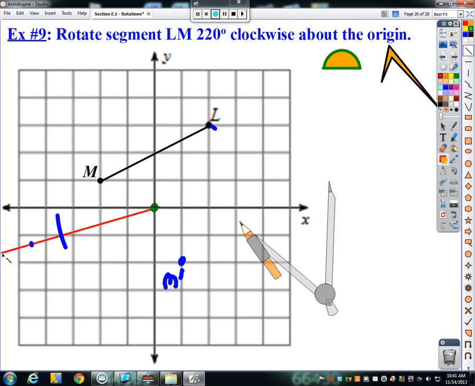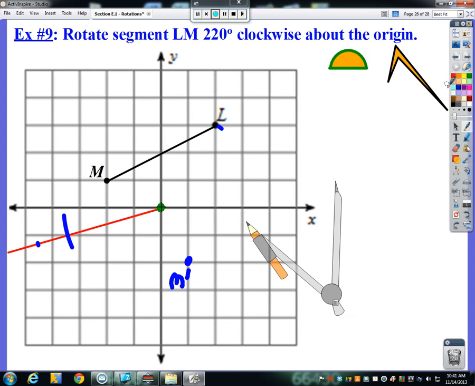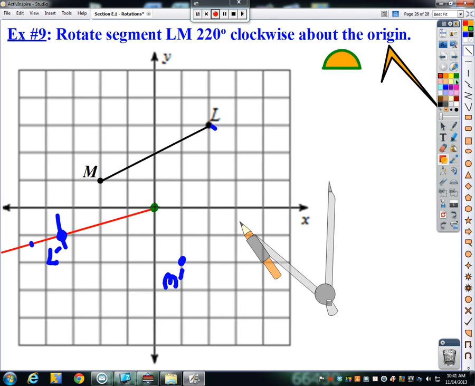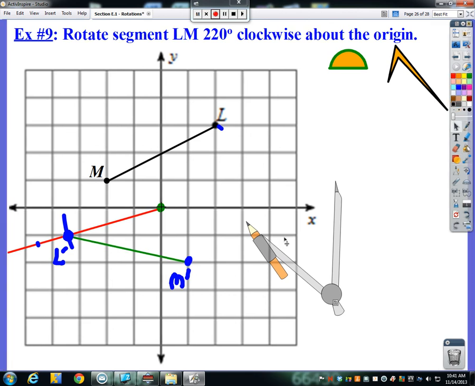So it goes in that direction, and where the two cross, there is where L prime is located. So now just to finish off, we need to connect L prime to M prime, and there's our 220 degrees clockwise, or what we really did, 140 degrees counterclockwise rotation.